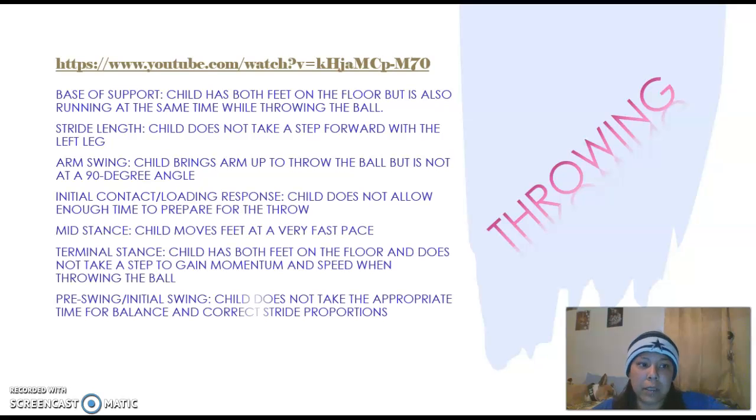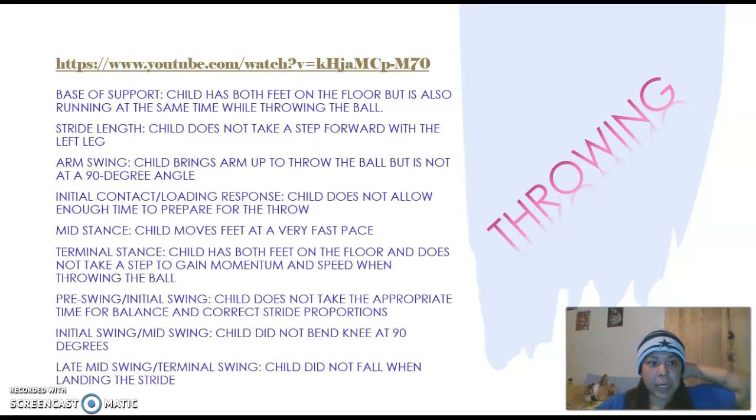There's a video link at the top on the evaluation that I did on a child throwing. So the base of support, child has both feet on the floor, but is also running at the same time while throwing the ball. The stride length, child does not take a step forward with the left leg. Arm swing, child brings arm up to throw the ball, but is not at a 90-degree angle.